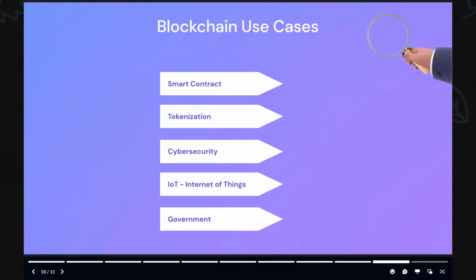And even if you see the decentralized apps, the dApps which are deployed, which you are using right now.